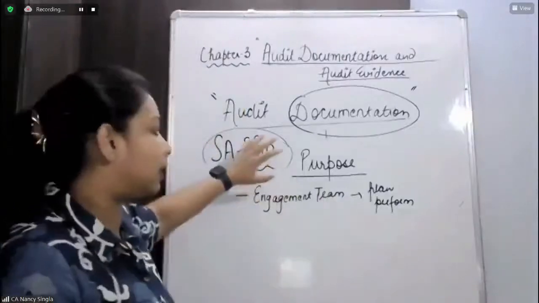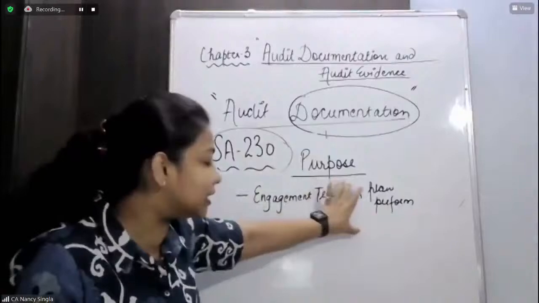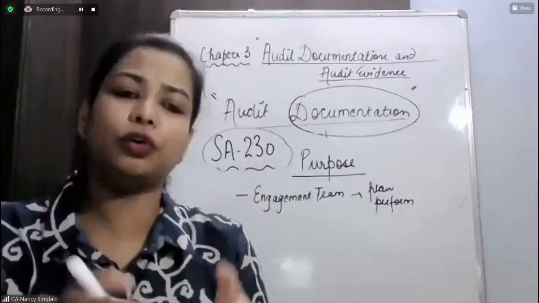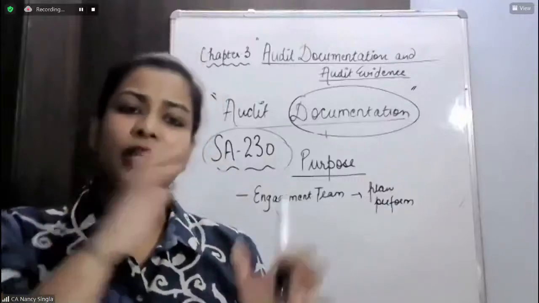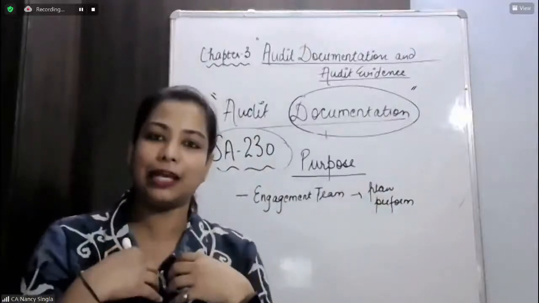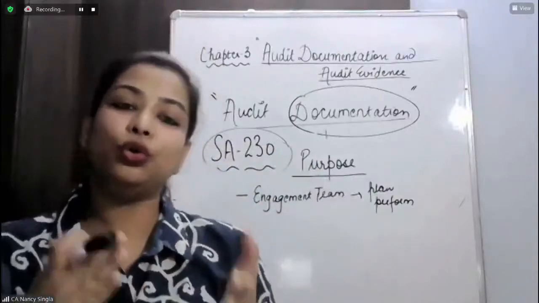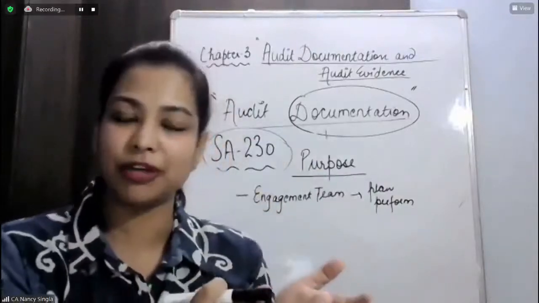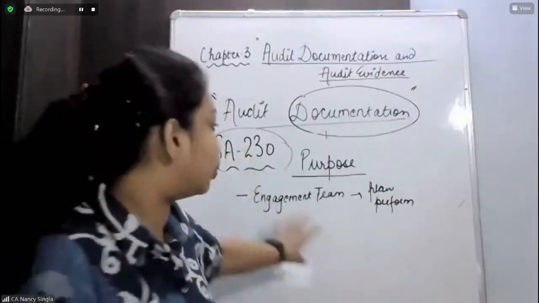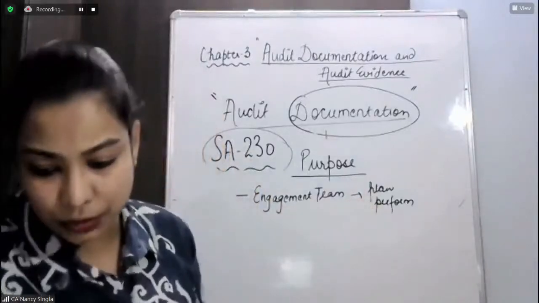So if a proper audit documentation was maintained last year, it will help this year to plan and perform the audit. And otherwise also, if I look at the audit documentation of this year, which I have maintained so far, it will help me and my team, like I am the engagement partner, it will help me and my team, the engagement team, to see what all has been performed, by whom it has been performed, and what were the results. So it will help in planning and performing.